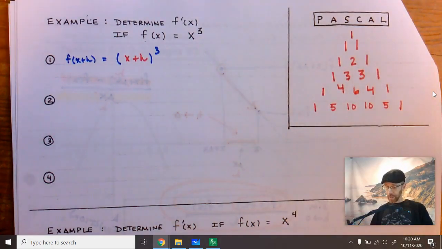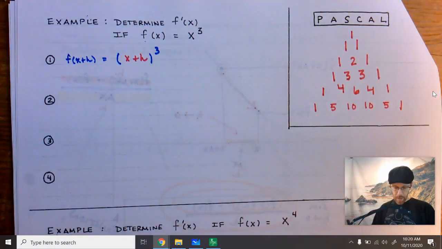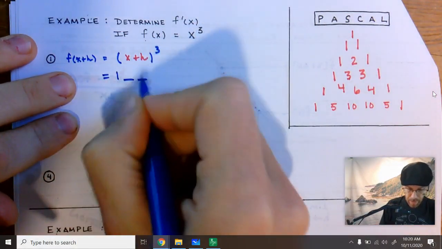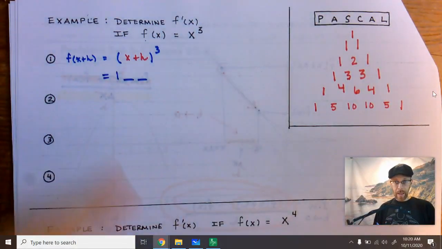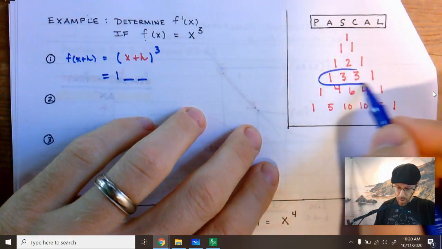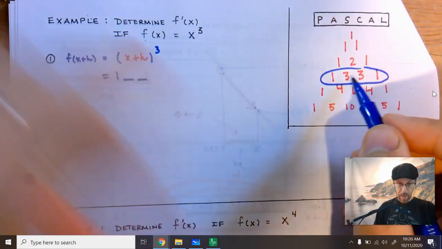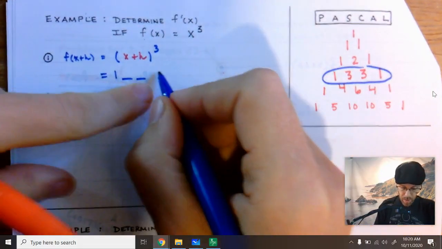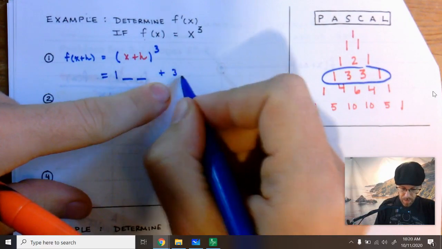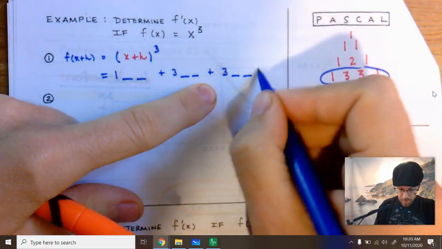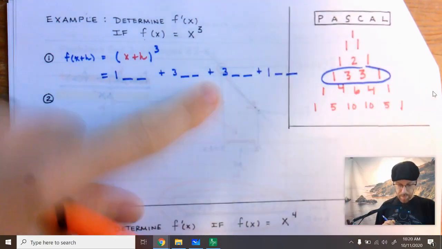Notice that they're always symmetric. If you don't remember, the way this is helpful is that if we wanted to expand this guy, we could say that the coefficients are going to be the things in the row with the 3, because this is degree 3. So our coefficients will be 1, dot dot, plus 3, dot dot, plus 3, dot dot, plus 1, dot dot.